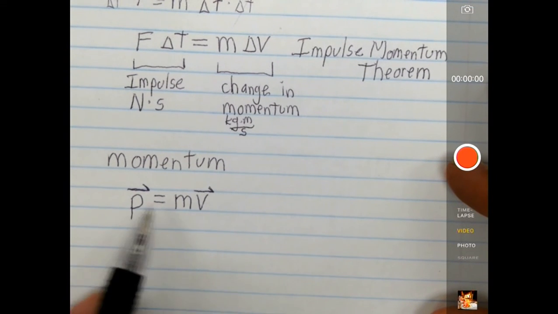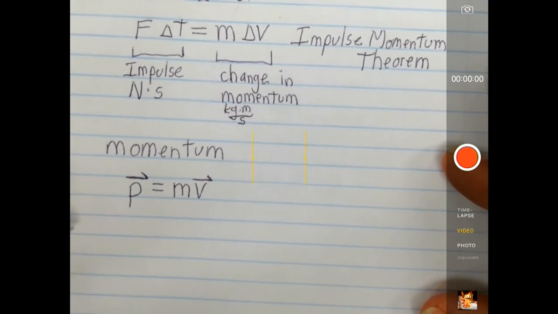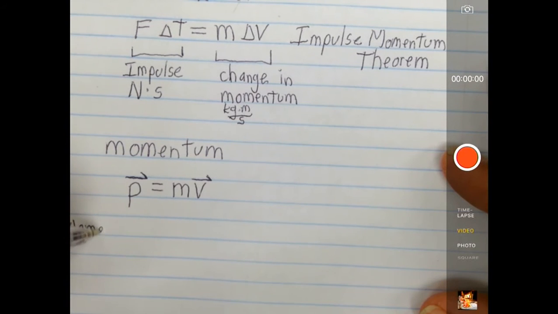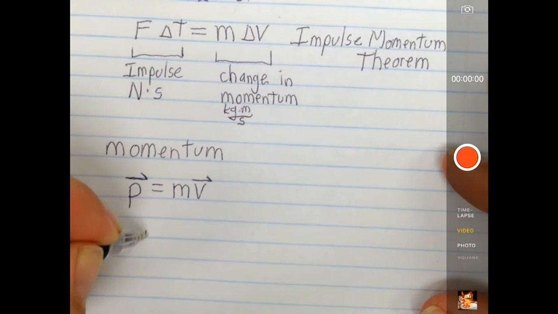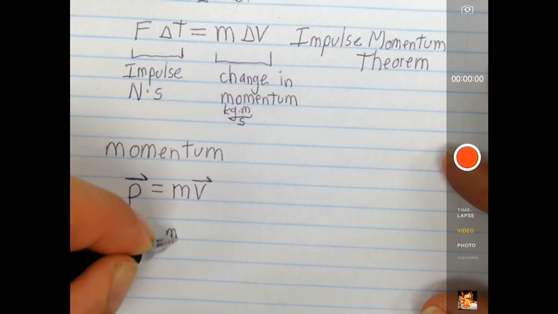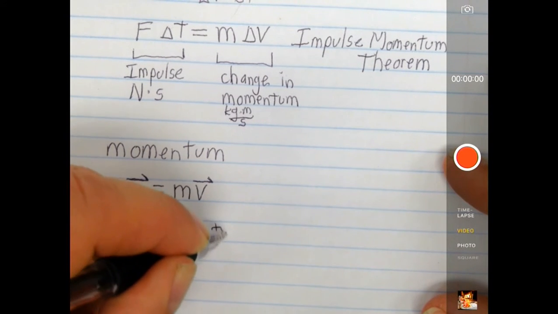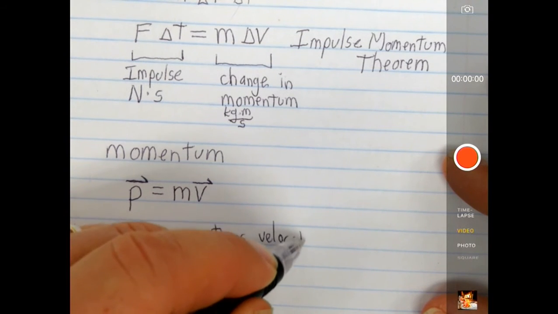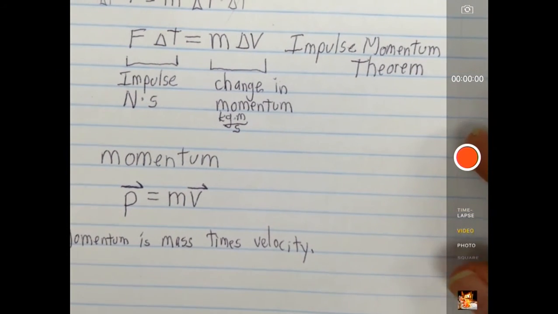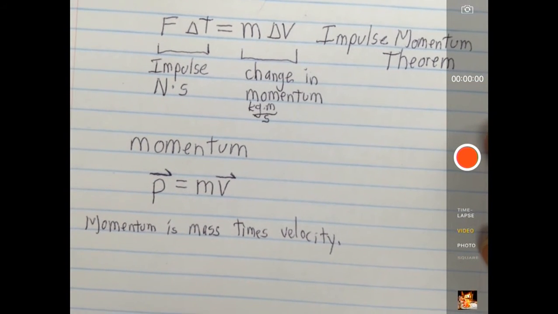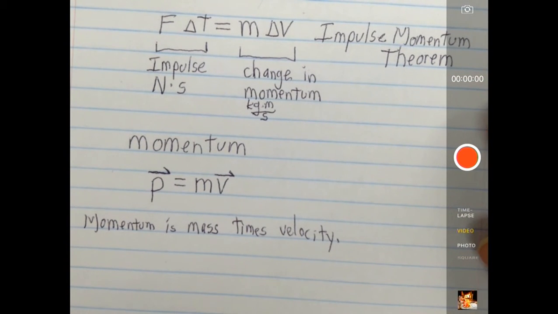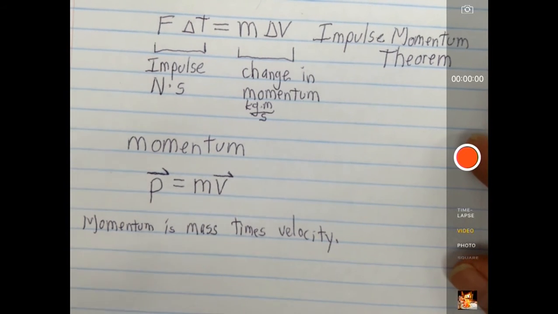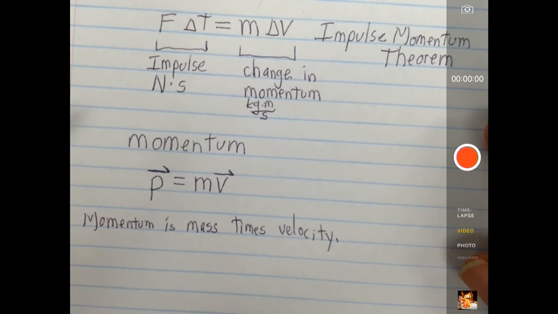If you like, I can write out momentum as a sentence, and I could say momentum is mass times velocity. So that's just saying the equation, but it's saying it in words. Momentum is mass times velocity. Because velocity has a direction, momentum must have the same direction.